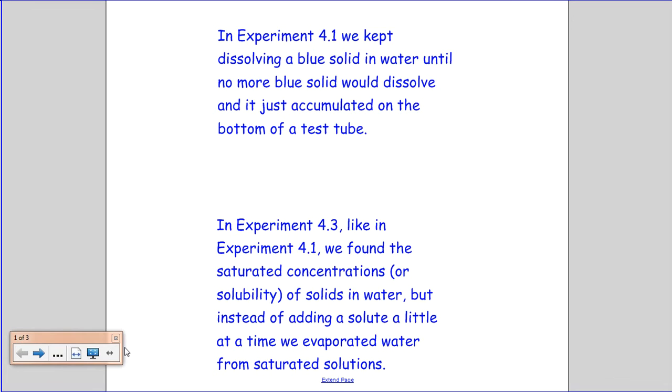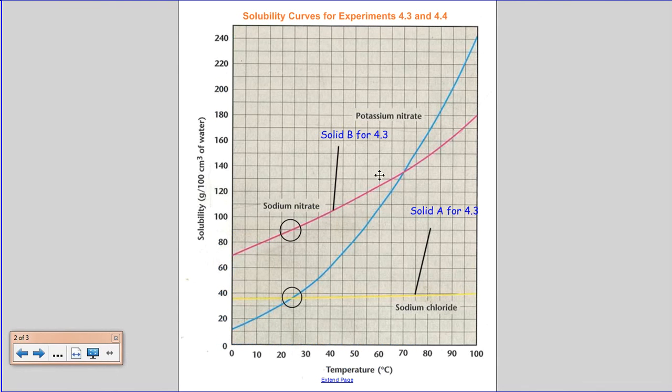This next graph looks a bit daunting at first, but it'll make sense in a little bit. This is the graph that appears in your chapter 4 textbook, and the horizontal axis is temperature in degrees Celsius. The vertical axis is the solubility in grams per 100 cubic centimeters of water. And there are the solubility curves for three solutes in water listed on this graph.